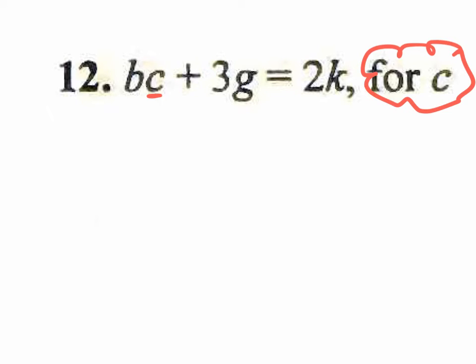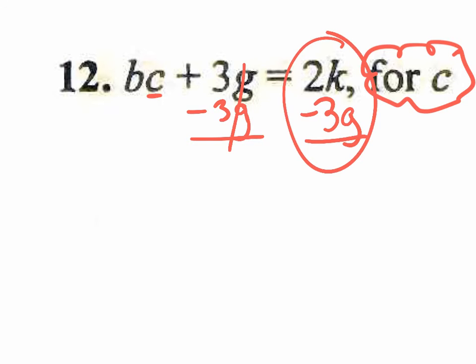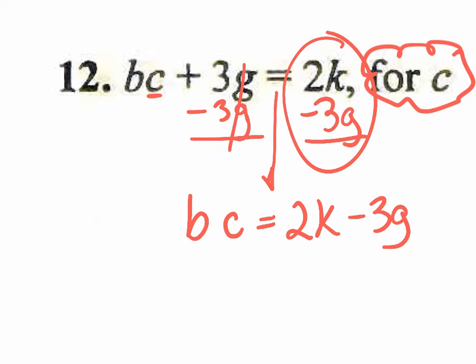Minus 3G. And do it to both sides. You have to rewrite 2K minus 3G. Excellent. You can't do this, so you're just going to rewrite it 2K minus 3G. Bring down the equals. It looks confusing because of all these letters, right? But it's really easier. So we have B times C equals that stuff.